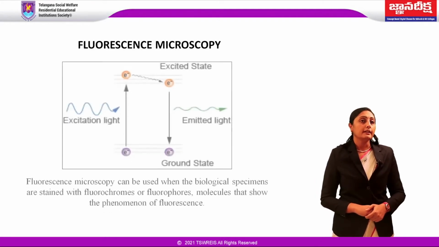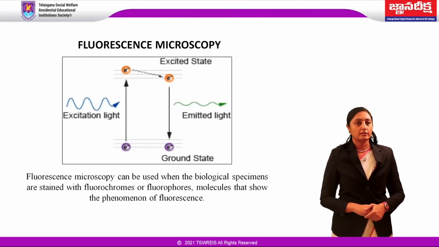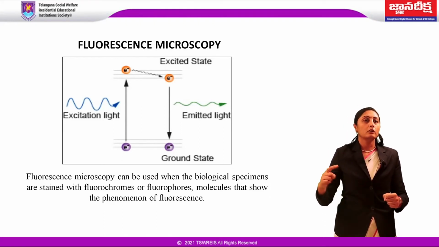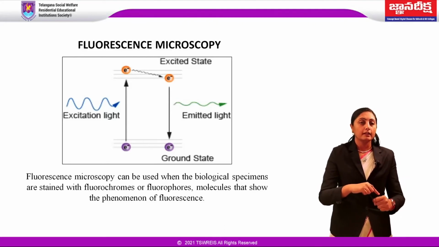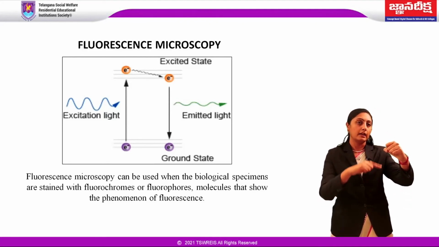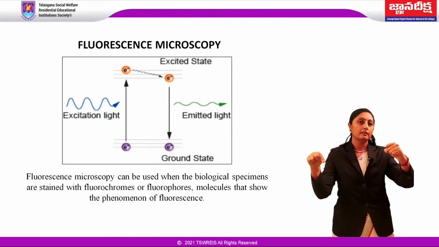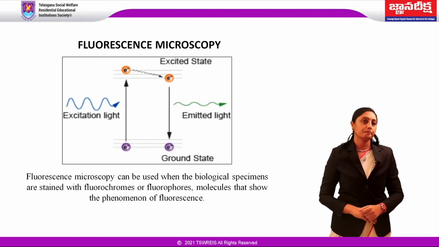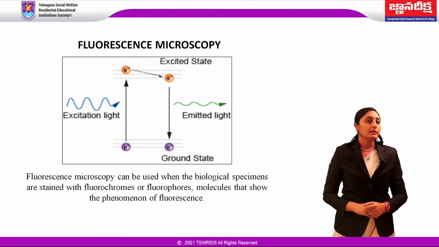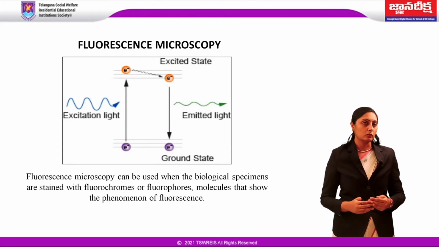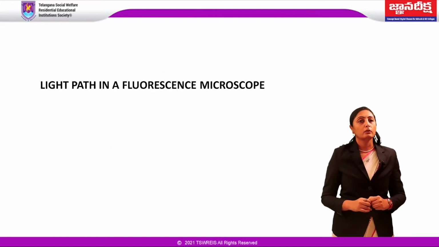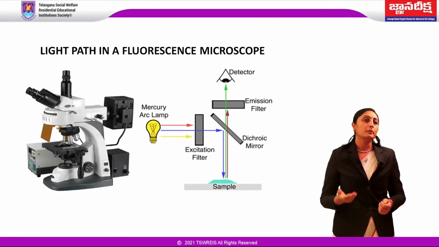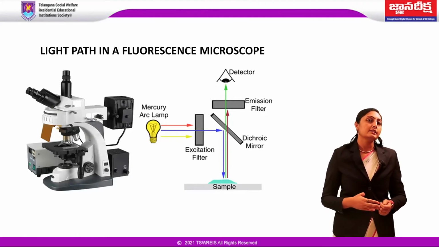Fluorescence microscopy takes advantage of the phenomenon of fluorescence, which is the ability of certain molecules called fluorochromes to absorb light of shorter wavelength, get excited from the ground state to a higher energy level, and emit light of a longer wavelength as they return to the ground state. The specimen to be viewed with a fluorescence microscope is generally stained with a fluorochrome dye. For example, in the image shown here, the fluorochrome is excited by blue light and it emits green light.